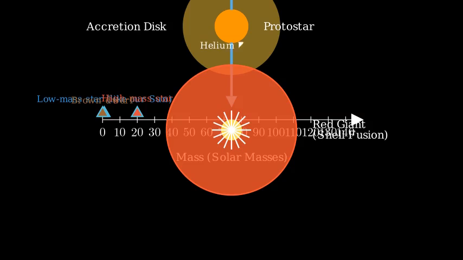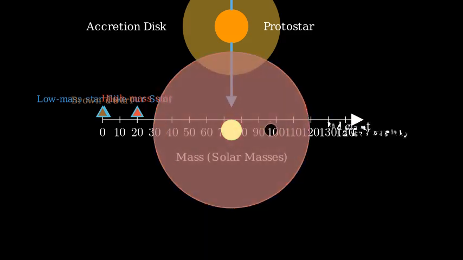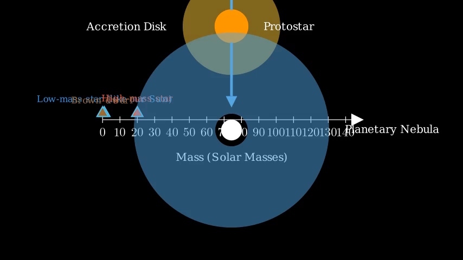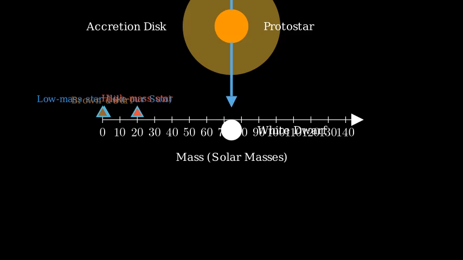Eventually, the core becomes hot and dense enough for helium fusion to begin, often in a sudden event called a helium flash. This fuses helium into carbon. When a low-mass star, like our Sun, reaches the end of its life, it doesn't have enough mass to fuse elements heavier than helium. The star expels its outer layers into space, creating a beautiful planetary nebula. What remains is the exposed core of the star, a white dwarf. This small, dense, hot object will gradually cool over billions of years.